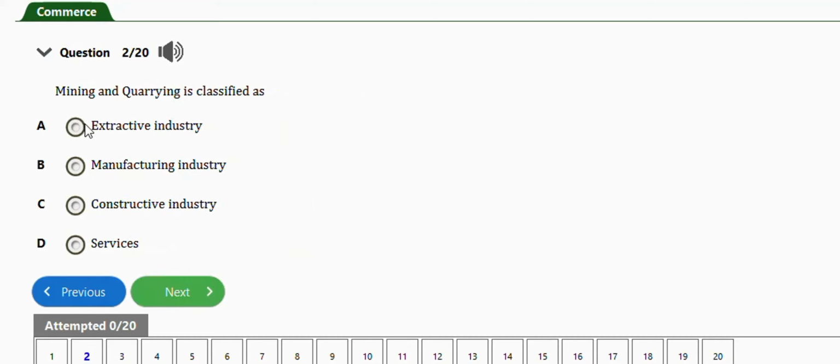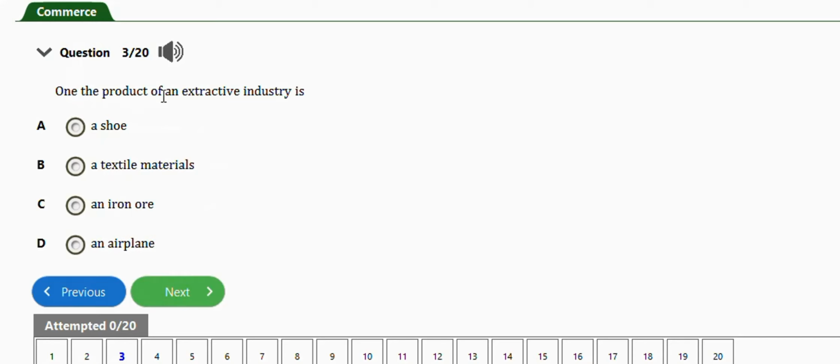It says mining and acquiring is classified as, we have extractive industry, manufacturing industry, constructive industry, services. So the right answer to this question is option A, which is extractive industry. Next question. One of the products of an extractive industry is iron ore. Option C. Next question. The type of occupation that a broker belongs to is, we have commercial, extraction, construction, manufacturing. The right answer is option A, commercial.